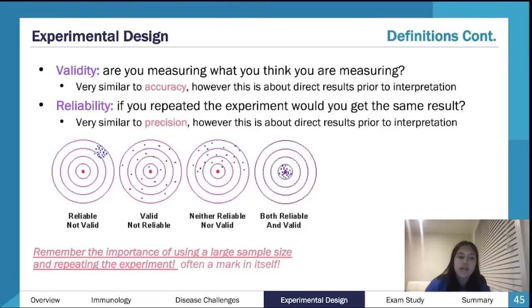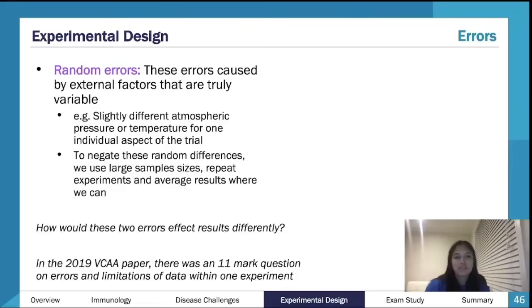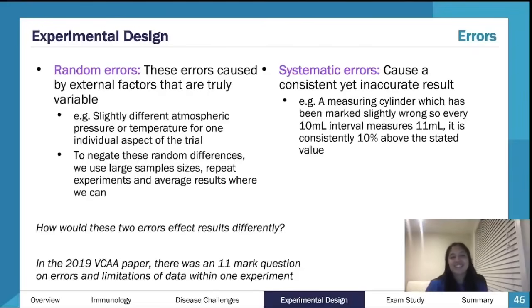So having a large sample size and repeating the experiment is really important for your reliability and getting rid of your random errors. Having a large sample size and repeating is really important for that. So random errors are just that, really random errors, sort of like fluctuations in atmospheric pressure, temperature, that sort of thing. It's completely random and it will affect one random result. Whereas your systematic errors affect every single result consistently. So it's often to do with equipment.